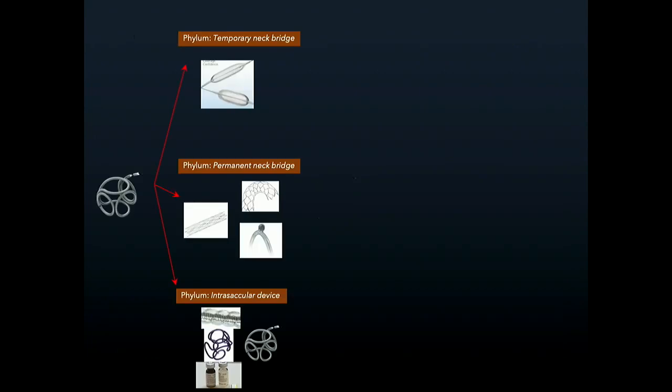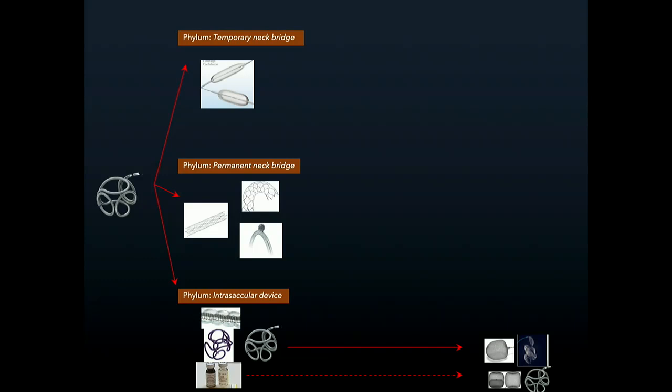And then we went through a series of new devices coming out quite quickly after that. We had some temporary neck bridges in the form of balloons. We had some permanent ones in the form of early stents. And even the intrasaccular devices started to evolve. We had bioactive coils, we had gel coils, we had even liquids for a time we used in aneurysms. And the intrasaccular devices have really kind of converged or evolved into these devices that we see today.